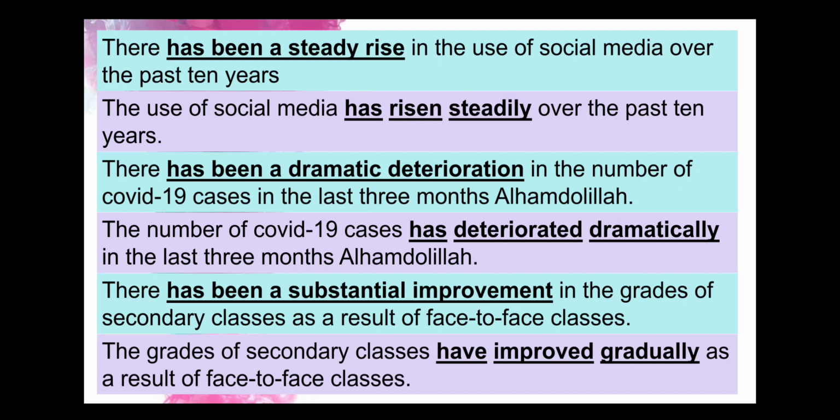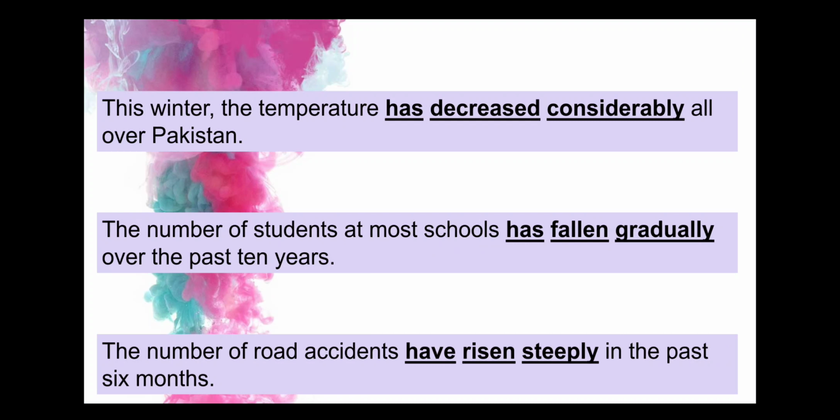And you can see in each of these examples that over here we have rise as a noun, and over here in the converted sentence, we have used it as a verb. Deterioration is a noun, deteriorated is a verb. Substantial improvement is a noun, and have improved is the verb. Let's practice a little more.